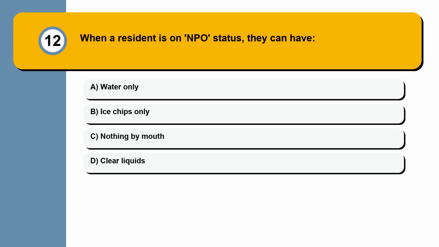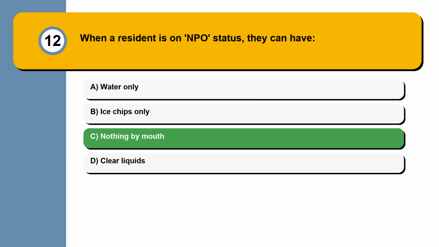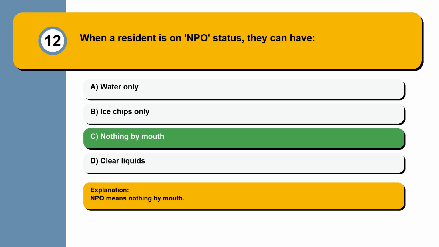Question 12. When a resident is on NPO status, they can have water only, ice chips only, nothing by mouth, clear liquids? NPO means nothing by mouth.